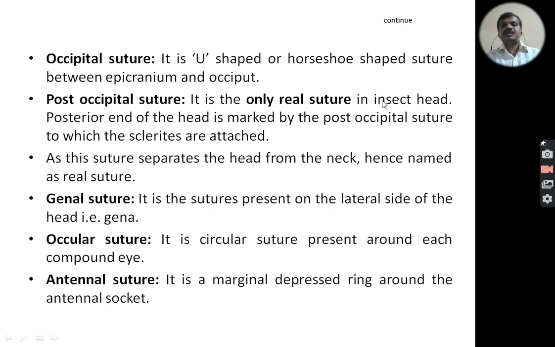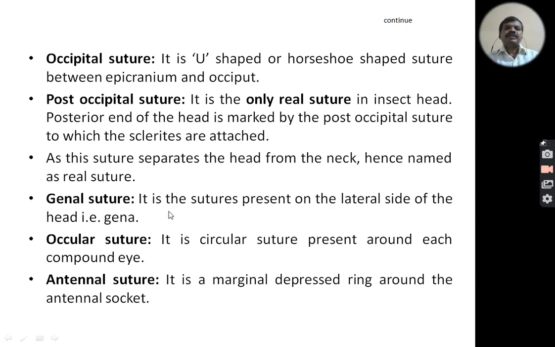Post-occipital suture: it is the only real suture in the insect head. The posterior end of the head is marked by the post-occipital suture, to which the sclerites are attached. Why is this called the real suture? Because this suture separates the head from the neck region of the insect. Hence it is called the real suture. It always distinguishes or separates the head from the neck.